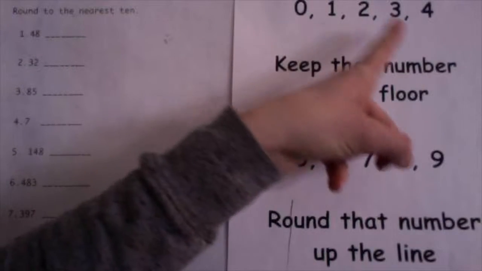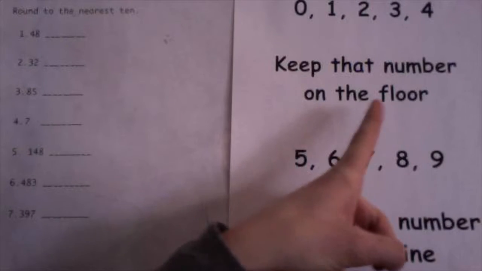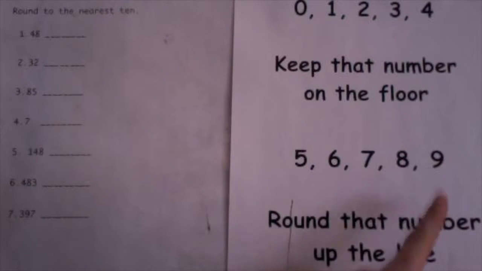0, 1, 2, 3, 4, keep that number on the floor. 5, 6, 7, 8, 9, round that number up the line.